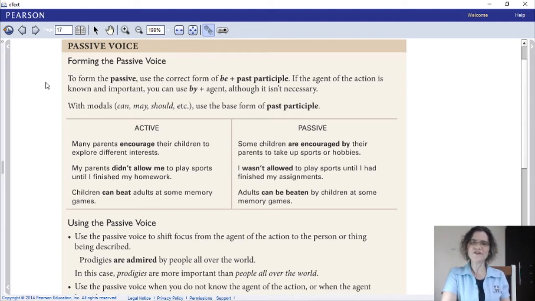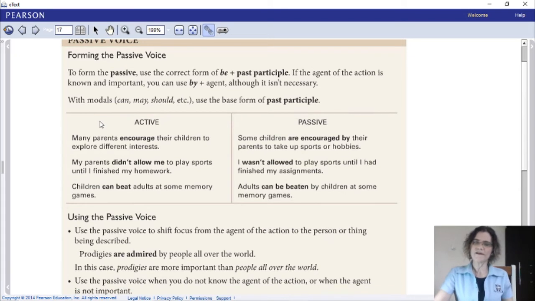Now, when we are changing something into a passive voice, we will always have to use the verb be. But we have the verb be in different forms. The verb be in the present would be am, is, are. In the past would be was, were. In the continuous tense, it is being. In the perfect tense, it's been. And in the future tense, it is be, and we always add will, right?